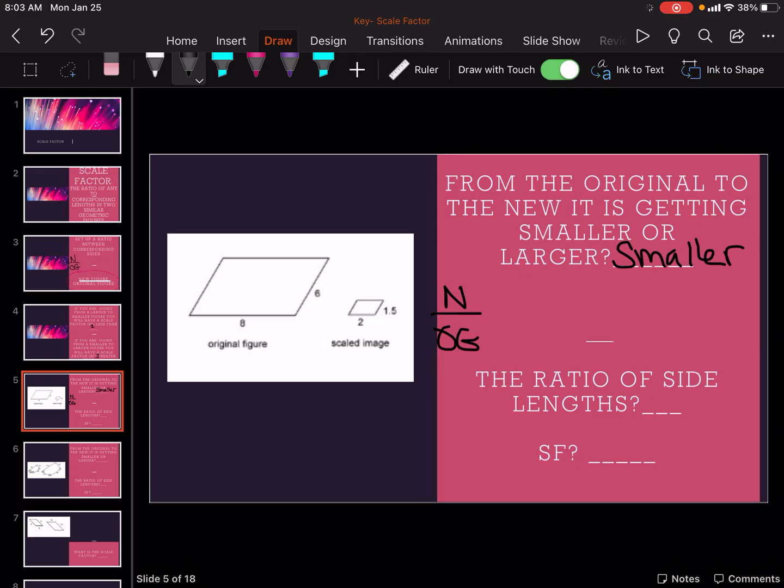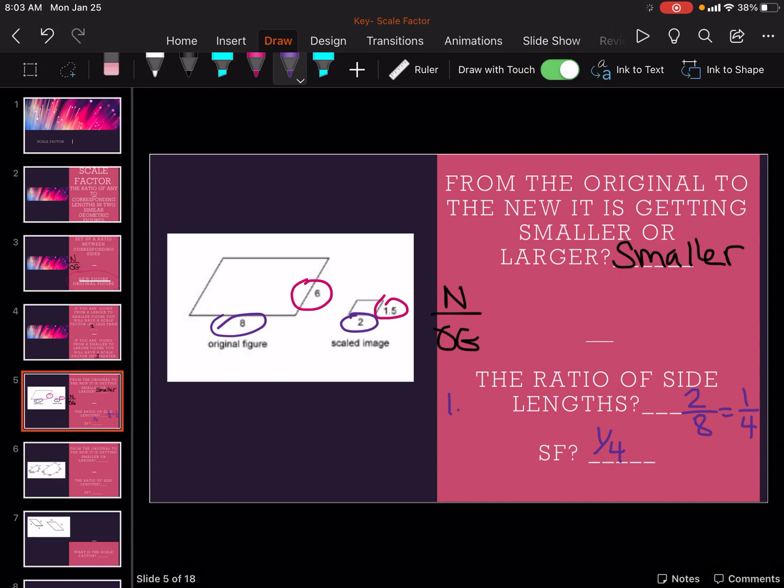So what's the ratio of the side lengths? Again, corresponding. You can do these ones or you can do these ones. I'm going to do the bottom one just because they're a little easier. So it's 2 over 8. Simplify that and you get 1/4. So the scale factor is 1/4.